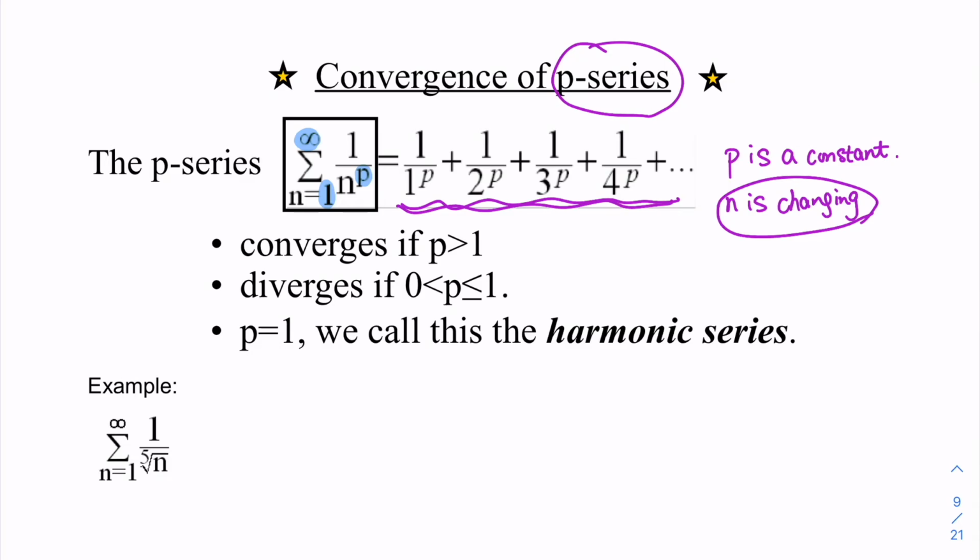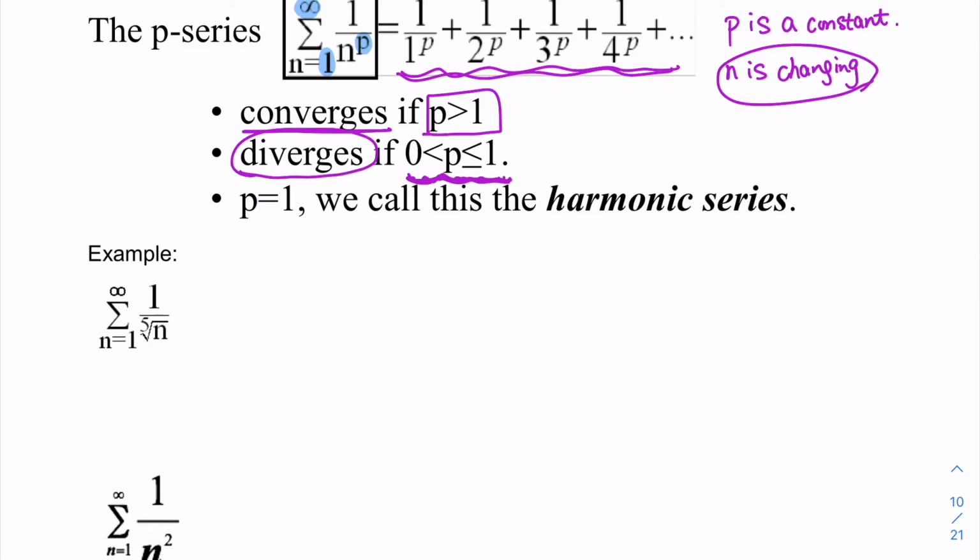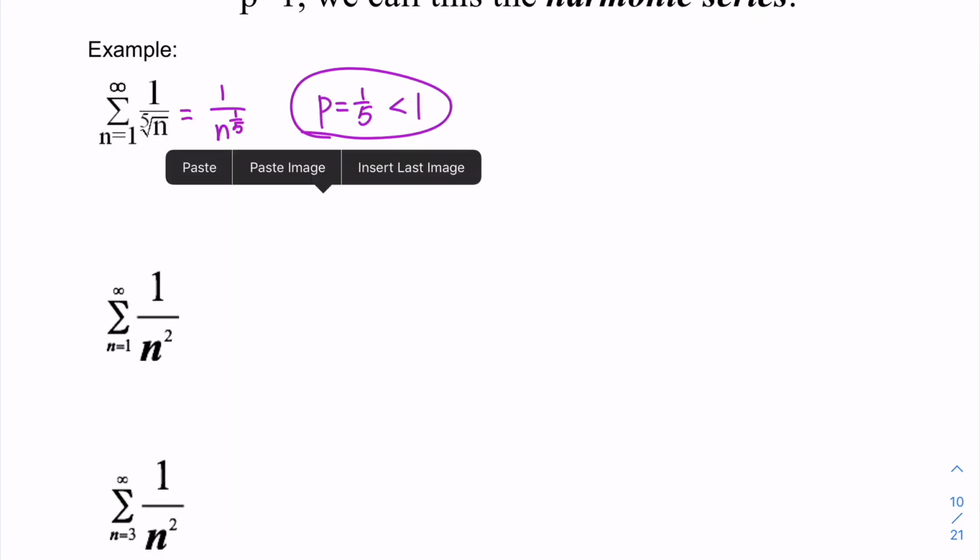If the power p is greater than 1, then the series will converge. And if p is between 0 and positive 1, including 1, this series will diverge. When p equals 1, sometimes we call it the harmonic series. This gives us a very easy way to solve this type of series. Just look at the power. For example, when n goes from 1 to infinity, this one is 1 over n to the 1/5. So p equals 1/5, less than 1. This gives us the series diverges.